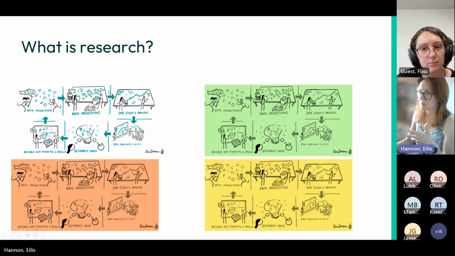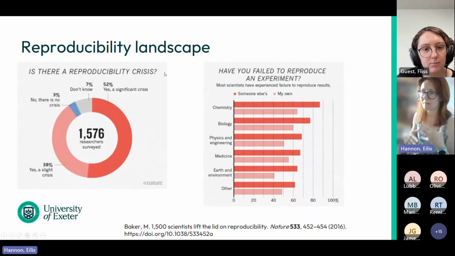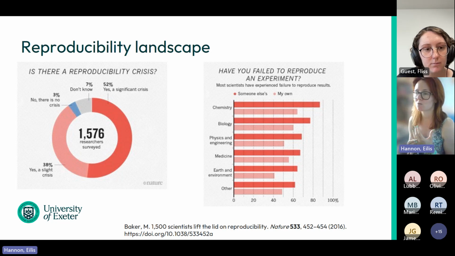But as we're probably all very well aware, around 5 to 10 years ago, an idea started to gather momentum, whereby there was a recognition that actually the vast majority of findings were not being validated.